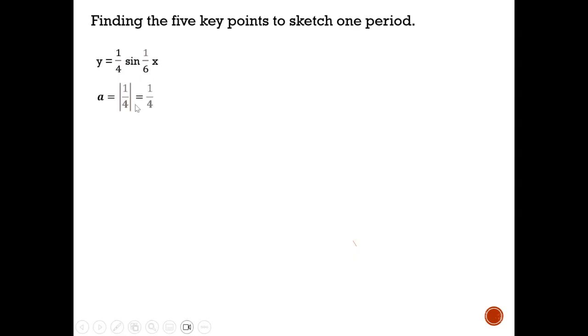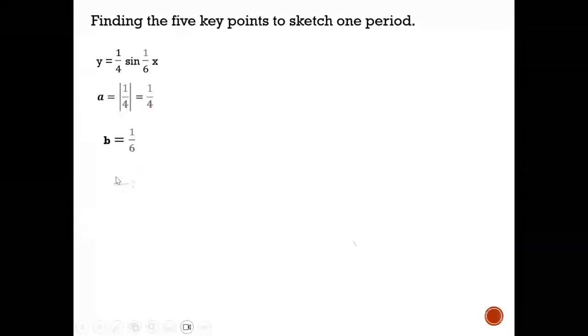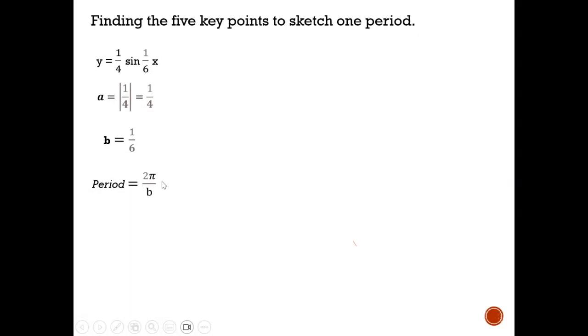I need to find my A. The A is the absolute value of 1/4, which will be 1/4. So my amplitude will be 1/4. My B is 1/6. I use the B to find the period, because the period is 2 pi over B. So we have 2 pi over 1/6, which gives us 2 pi times 6 over 1, which will give us 12 pi. Now, my amplitude is 1/4, and my period is 12 pi. So now we need to find the 5 key points.